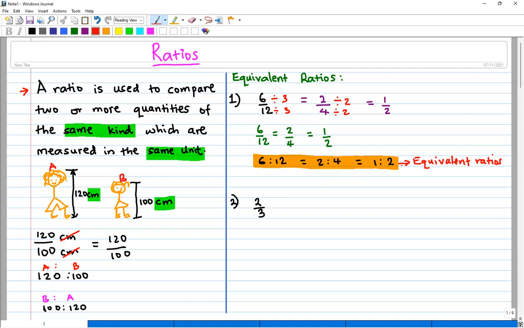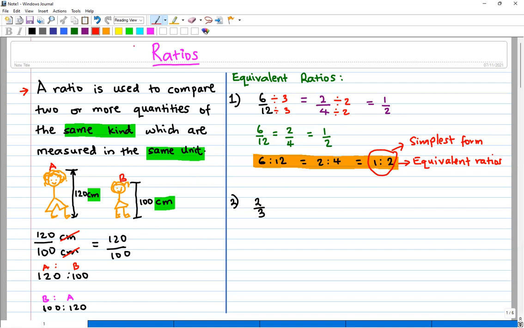And now, remember that 1 to 2 is the simplest form. The simplest form, as I've told you already, is that ratio that cannot be reduced further. So that is the simplest form, and that is what we call the equivalent ratios.